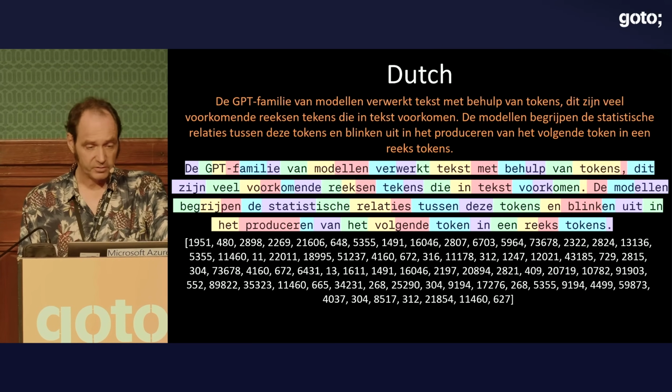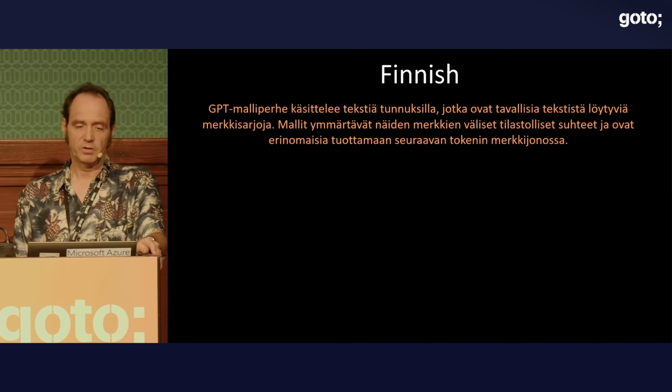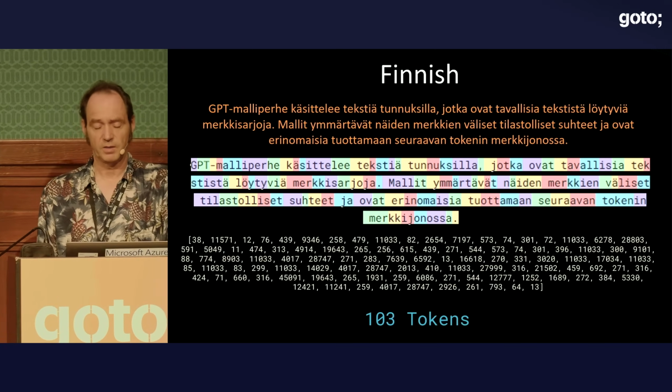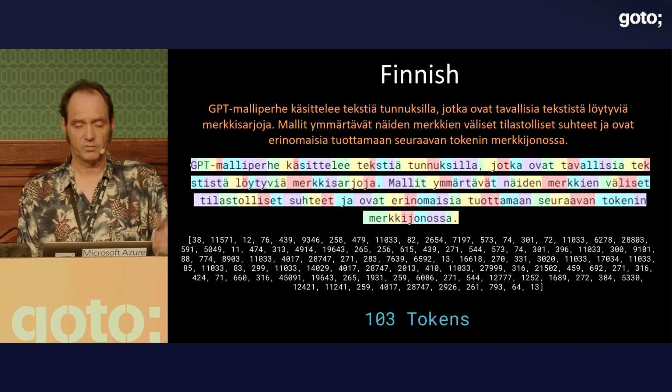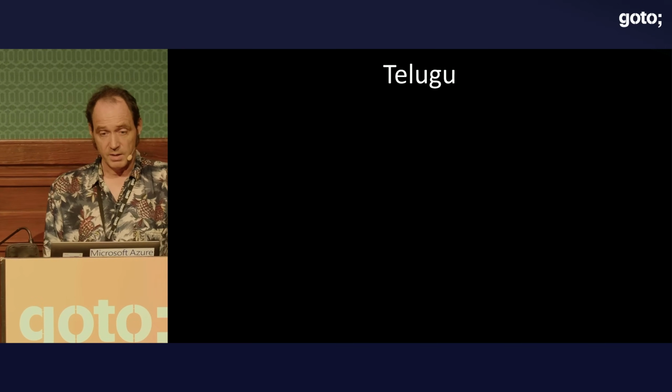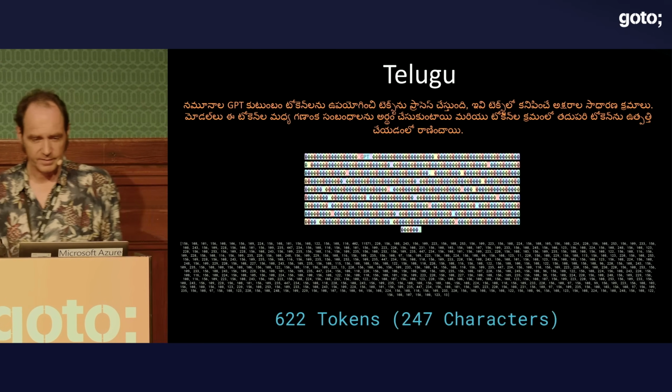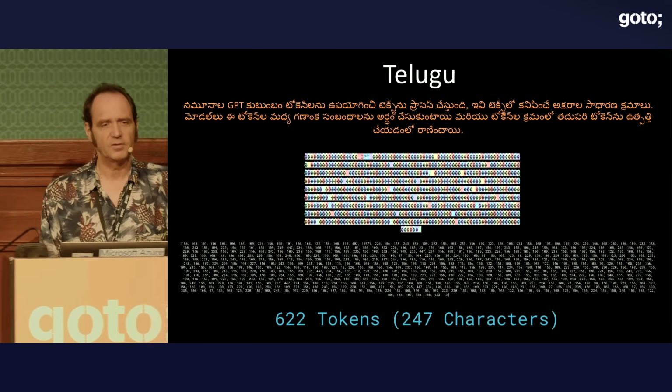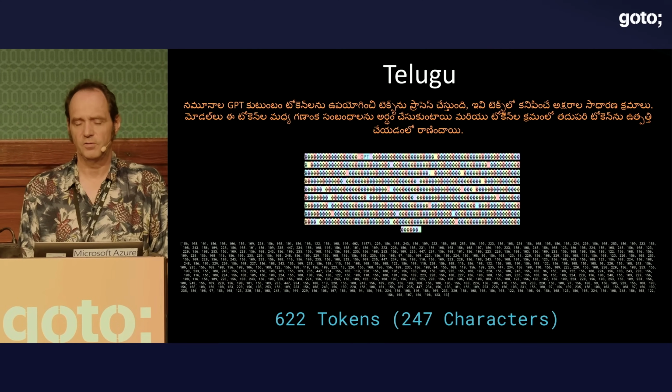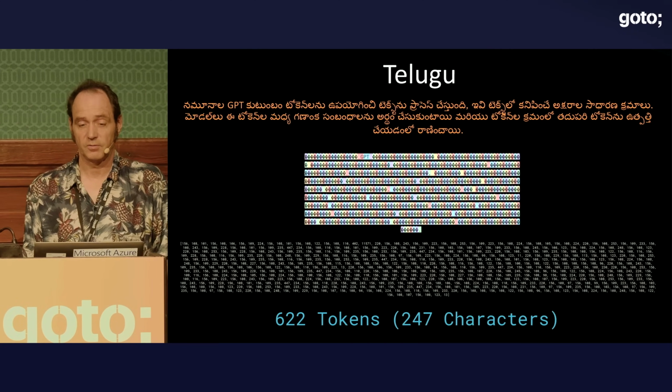If we take Dutch, we've got 71 tokens. Finnish, as in Finland last week. That's from the European languages, the most inefficient one that I've found. And then we've got Telugu, which comes out at 622 tokens, even though there's only 247 characters there.